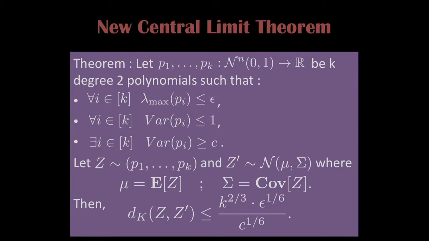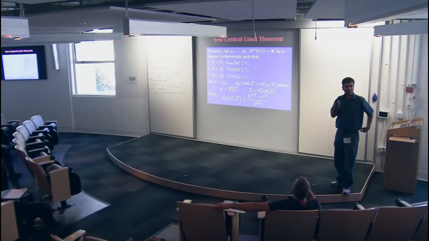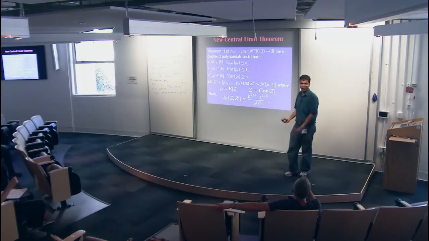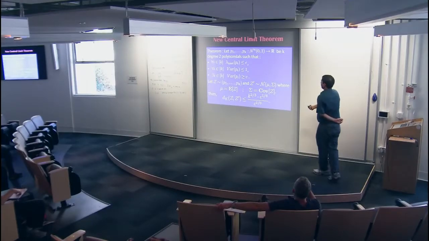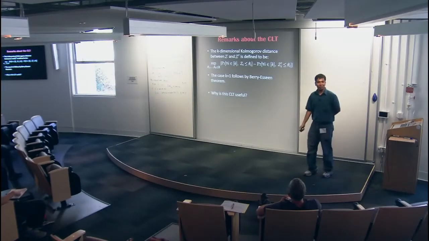What's the Kolmogorov distance? I'm going to define the Kolmogorov distance in k dimensions as the obvious analog of the distance in one dimension. Anindya, this isn't obvious or easy if k is 1, right? This is obvious if k equals 1. Oh, it is? The last talk showed that. Basically, if there's only one degree 2 polynomial, then you can do a basis change and then it looks like a decoupled thing. You can apply the Berry-Esseen kind of thing. Okay, so k equals 1 follows by Berry-Esseen.